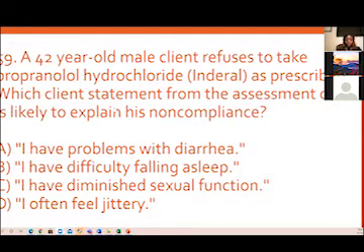So the next question. A 42-year-old client refused to take Inderal as prescribed. Which client statement from the assessment data is likely to explain his non-compliance? I have a problem with diarrhea. I have difficulty falling asleep. I have diminished sexual function. I often feel jittery. Which one would explain the reason for his non-compliance?